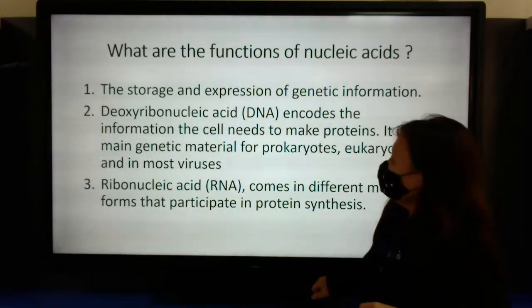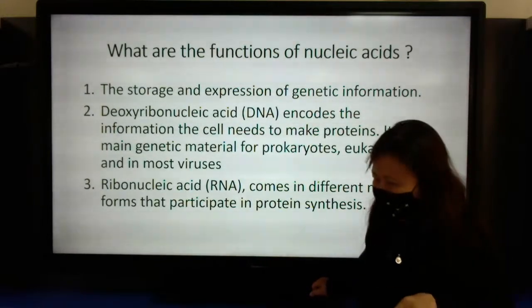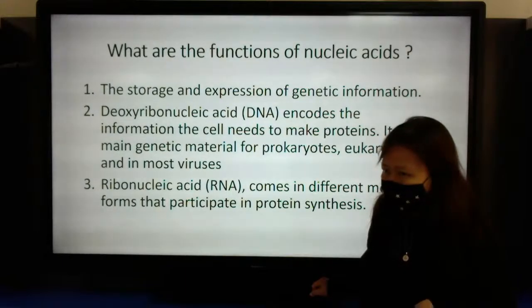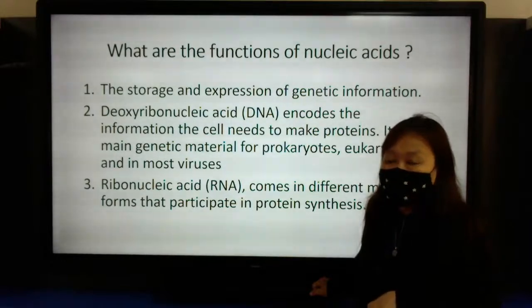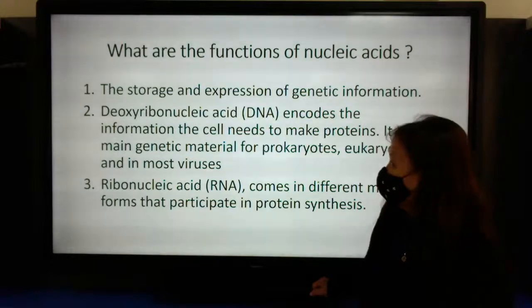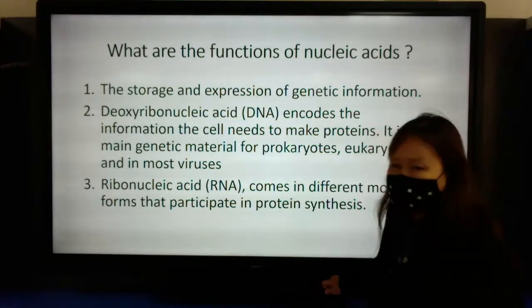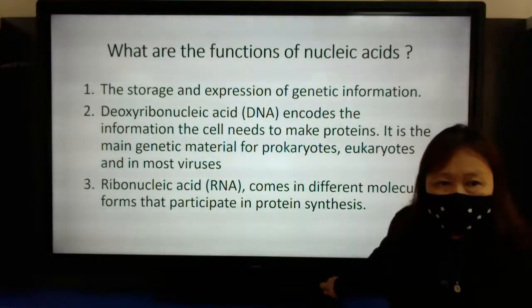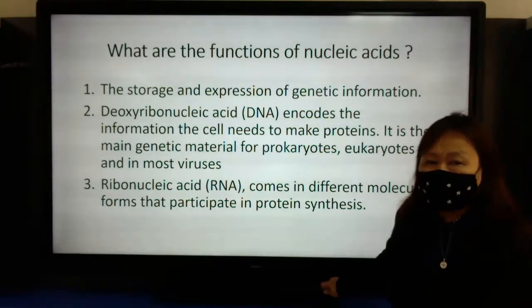I have here the function of nucleic acids. Now, for this lesson, I believe we cannot go to the second one, the RNA. I can teach you only DNA because it's only 50 minutes. Right, let's look at the functions of the nucleic acid. Number one, the storage and expression of genetic information.